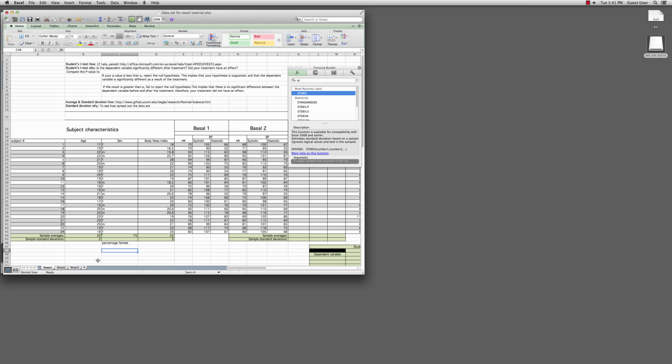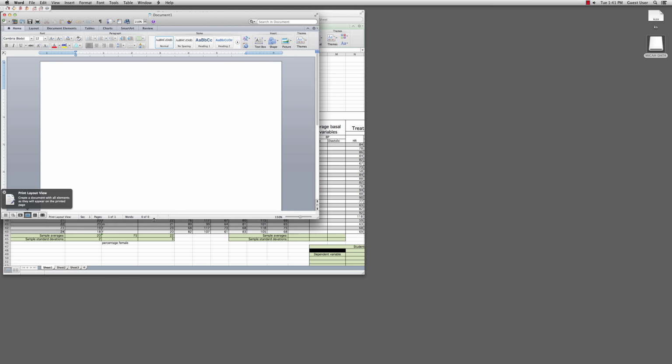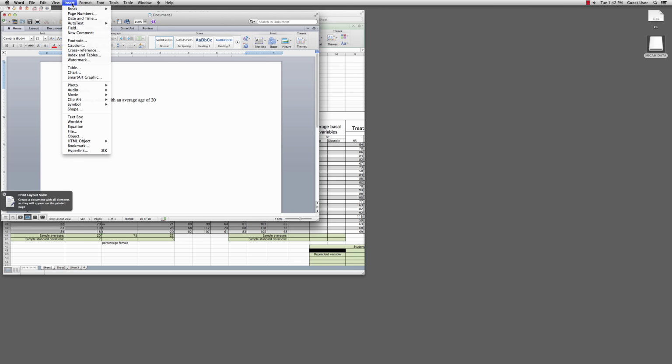So, get into Word. Let's move this so I can easily see my statistics. Results: 24 young adults with an average age of 20, and then insert a symbol.